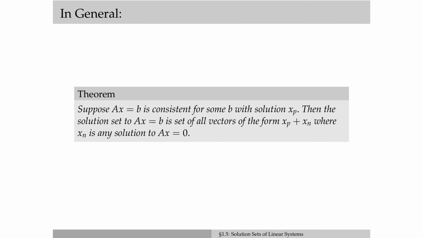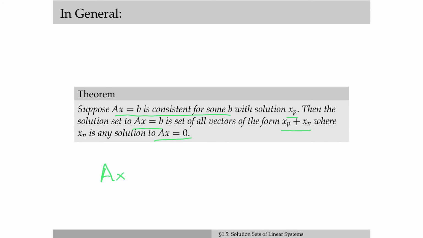And here we go. Suppose AX equals B is consistent for some B with solution XP. Then the solution set to AX equals B is the set of all vectors of the form XP plus XN, where XN is any solution to AX equals 0. Let's make a little more sense of that.